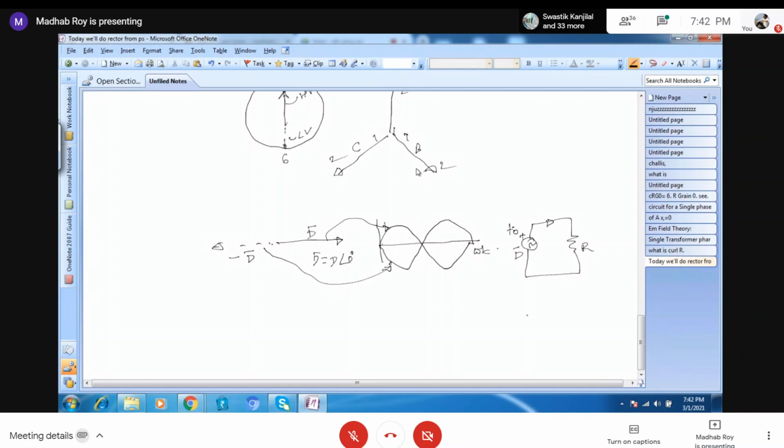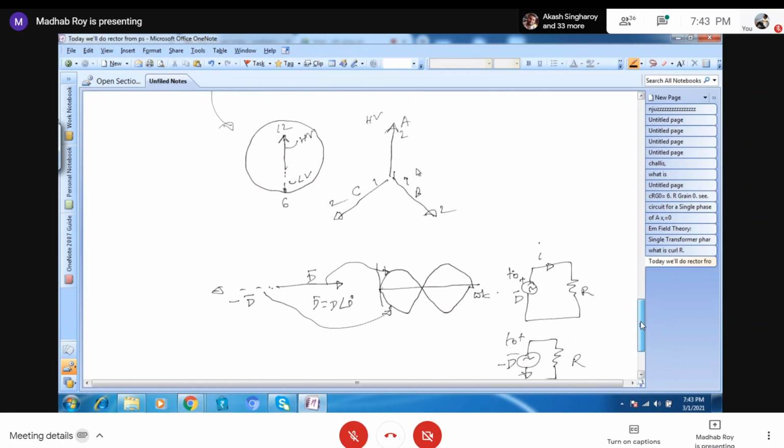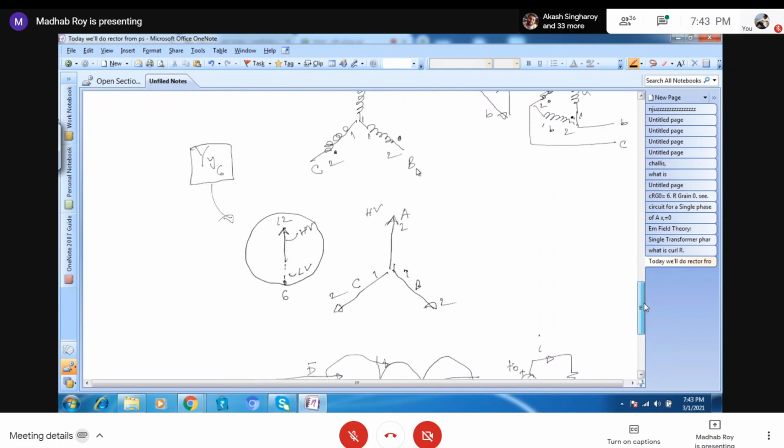Now, if we apply another source like this, minus of D, across the resistance, then what will be the direction of the current? So at T0 plus, the direction of the current will be like this. So that's the difference between plus and minus, or 12 and 6. So now you have to do this. So how to do this?